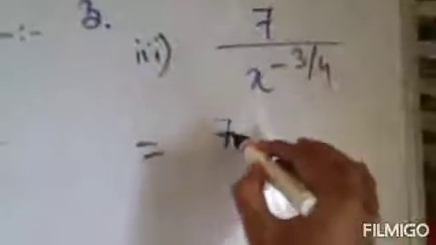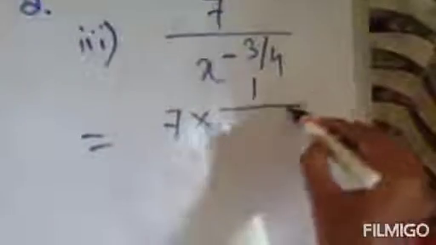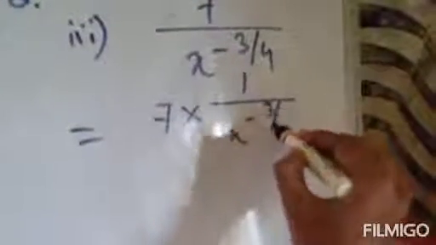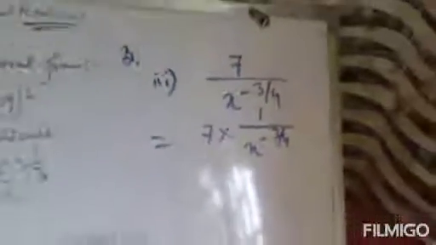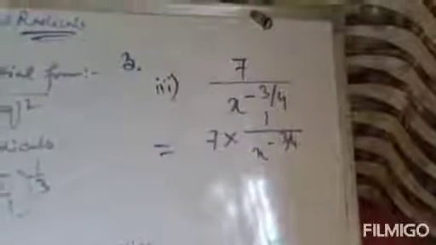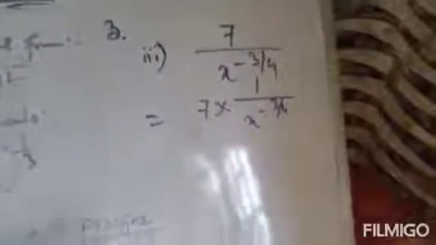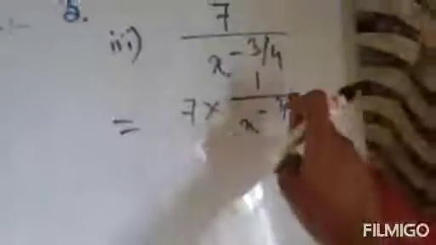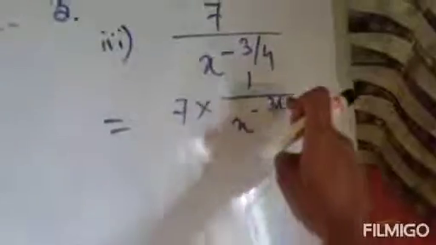So what we'll do, we can write this 7 by x to the power minus 3 by 4 as 7 into 1 by x to the power minus 3 by 4. You can easily write it like this. Now this x to the power minus 3 by 4 is actually your negative exponent, minus 3 by 4.